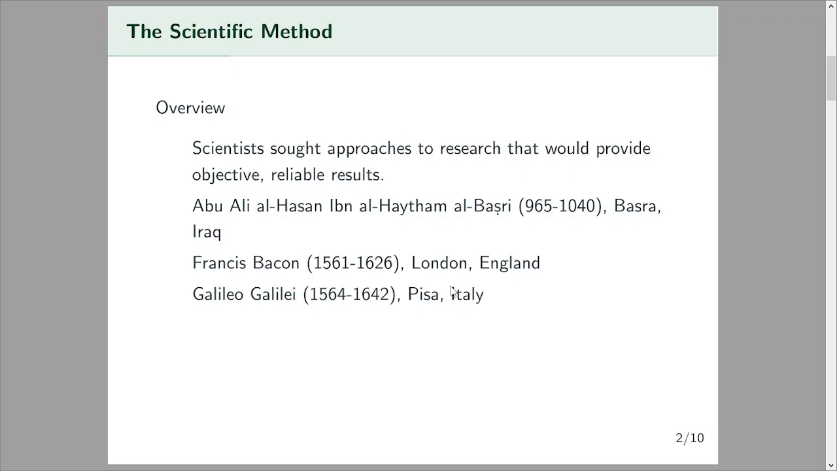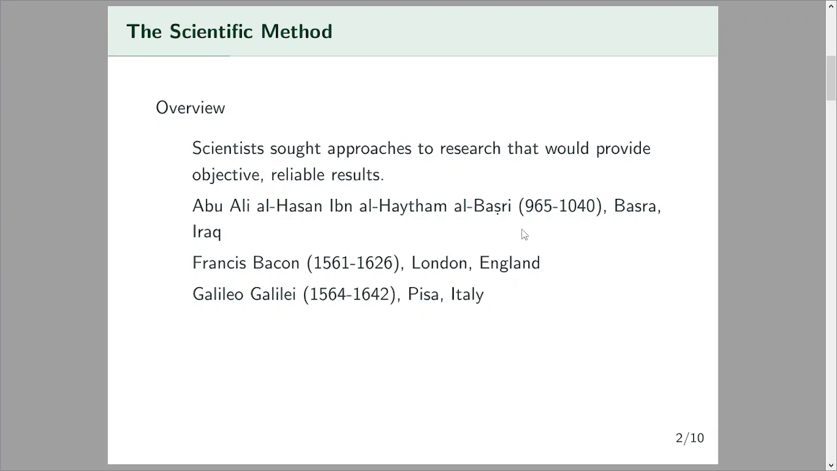The first name, I'll say his whole name, Abu Ali al-Hasan ibn al-Haytham al-Basri. He's usually called the middle of that, Ibn al-Haytham. He lived from 965 to 1040 AD. He did a lot of work in optics. He was from Basra, which is now in Iraq. He was prolific, produced a lot of scientific papers, had collaborators, and that's a reasonable summary.